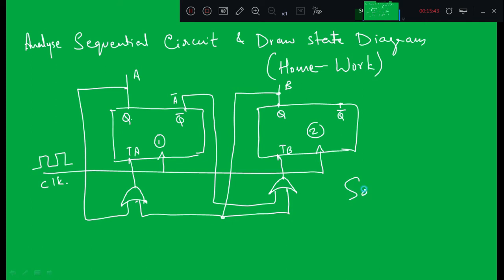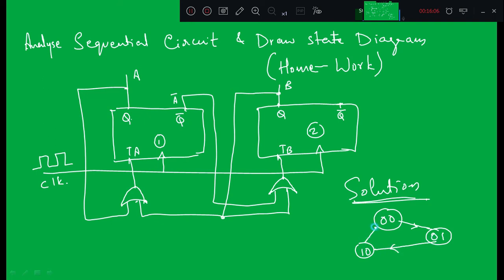Let me draw the state diagram for the given circuit. It will have only two state variables, A and B. Follow those steps and write down the excitation table. From the excitation table, you draw the final state diagram. So this will be the final state diagram. 1 1 will be the invalid state. This circuit is going to have only three valid states, 0 0, 0 1 and 1 0. So this will be the solution for this problem.